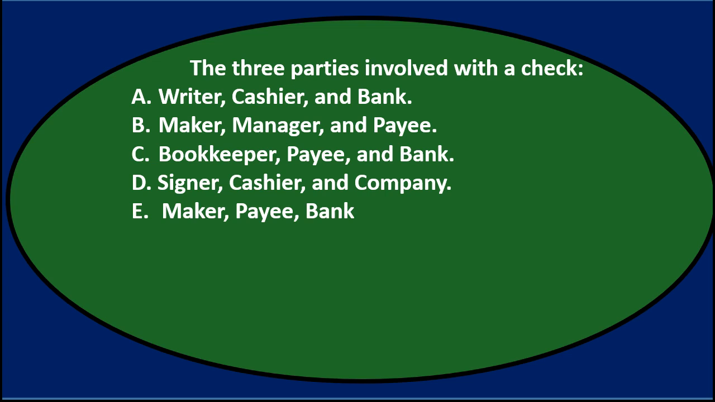Next question. The three parties involved with a check: A, writer, cashier, and the bank, B, maker, manager, and payee, C, bookkeeper, payee, and bank, D, signer, cashier, and company, or E, maker, payee, and the bank.